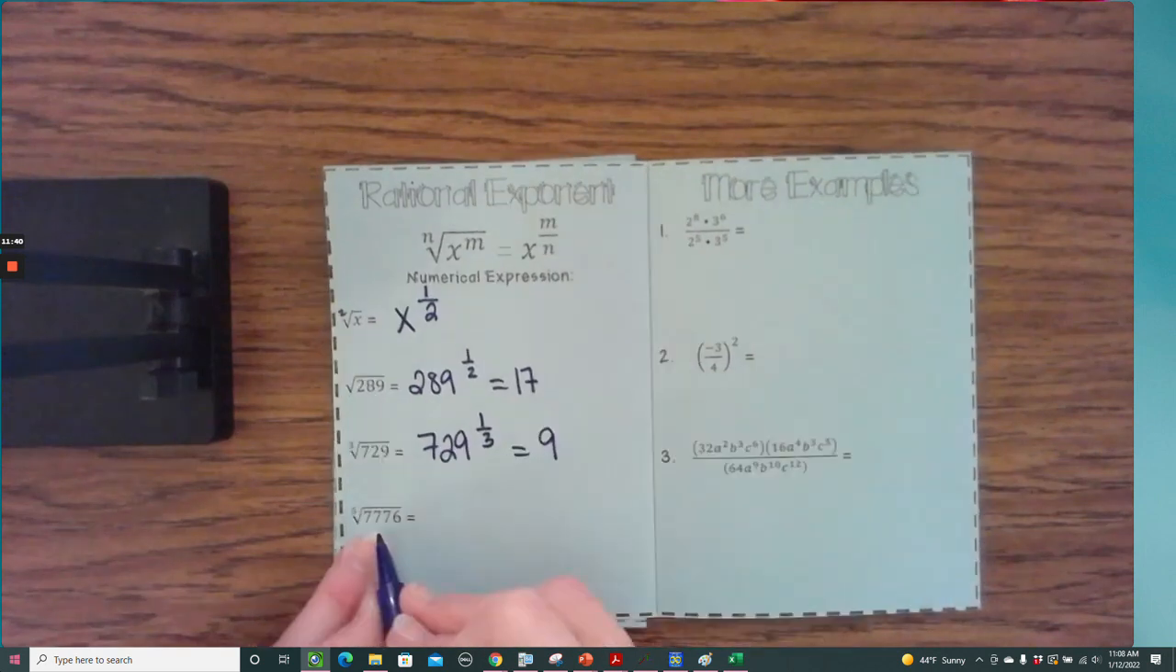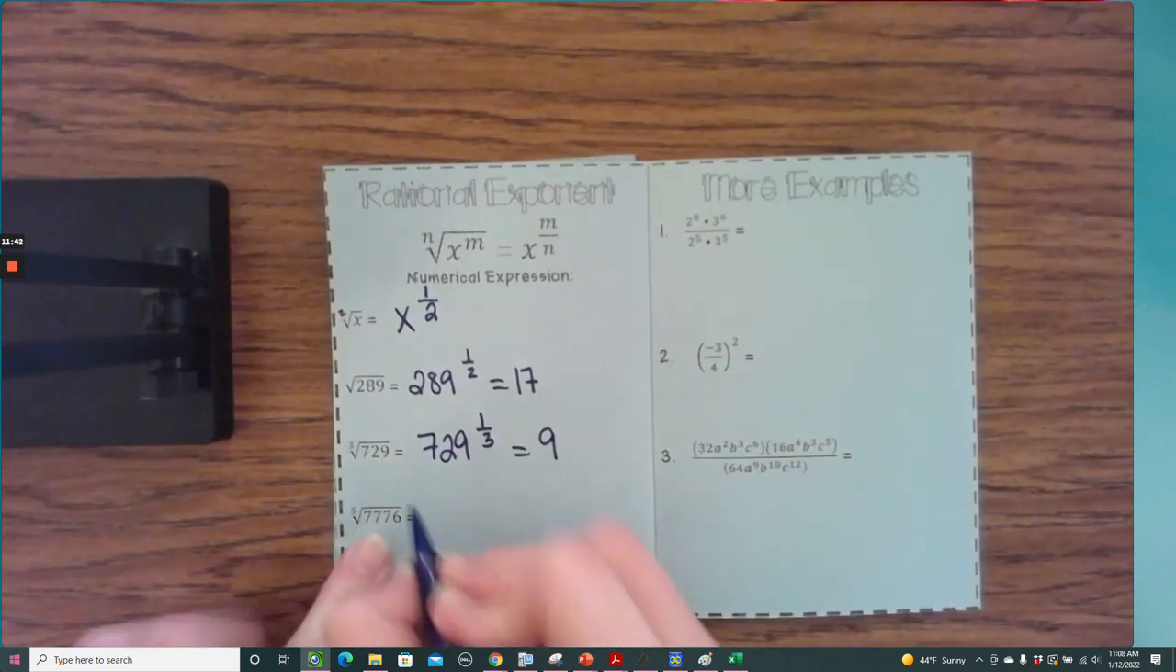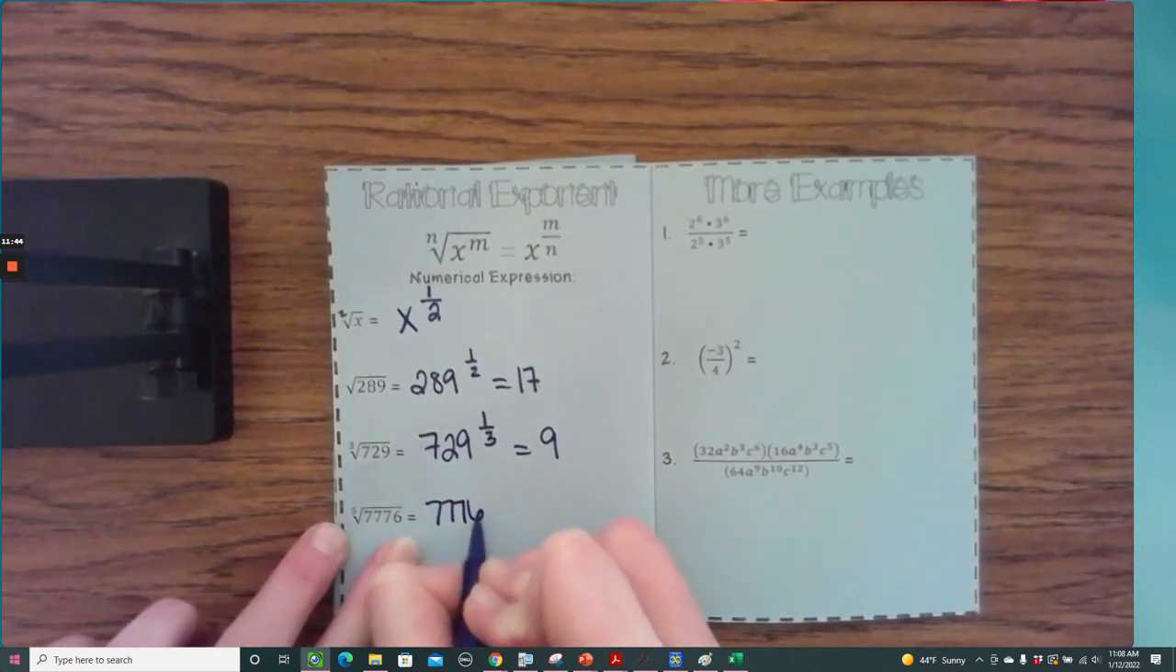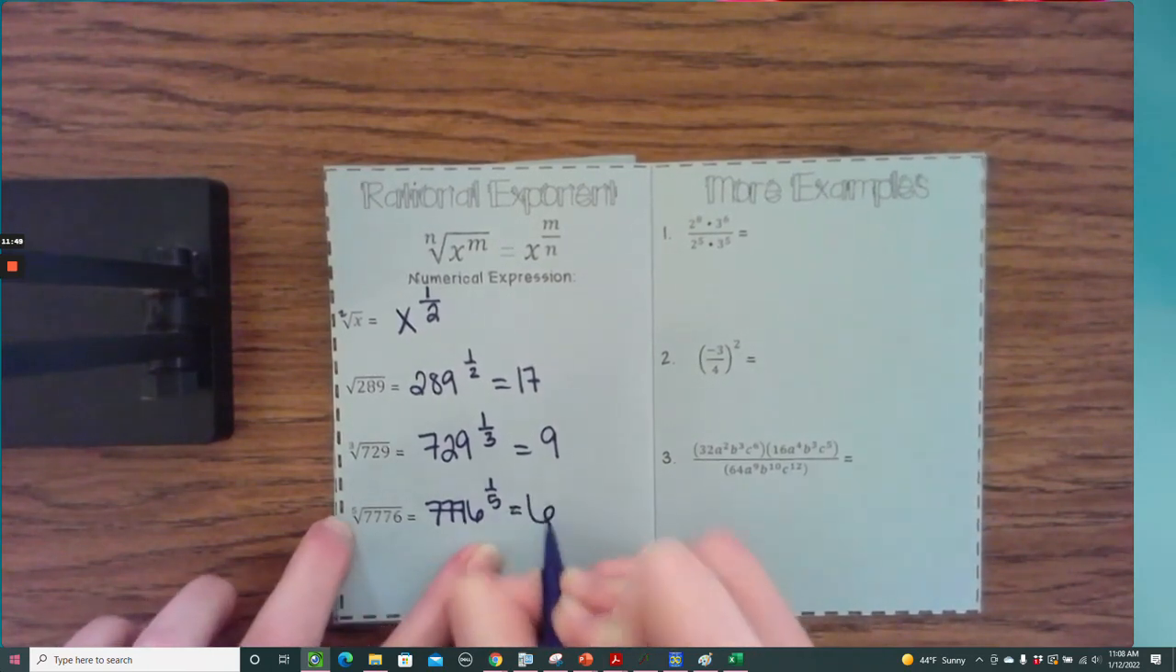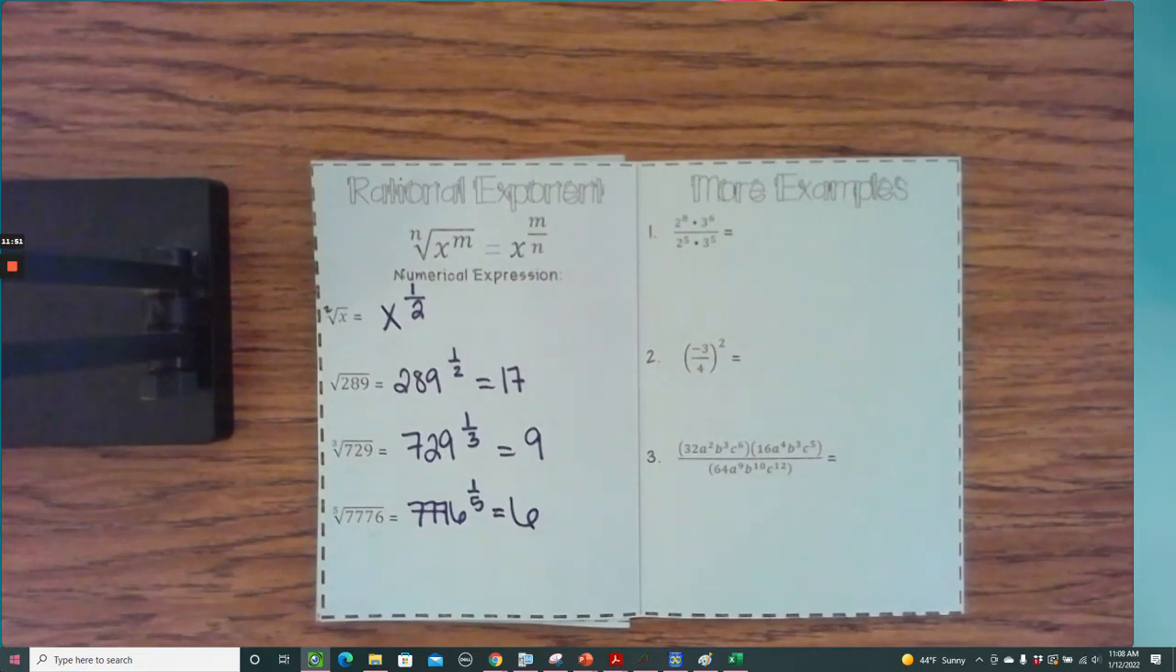And then 7776. And now we have an index of 5. So that would be 7776 to the 1/5 power. And again, if you type it in your calculator, that gives you 6.